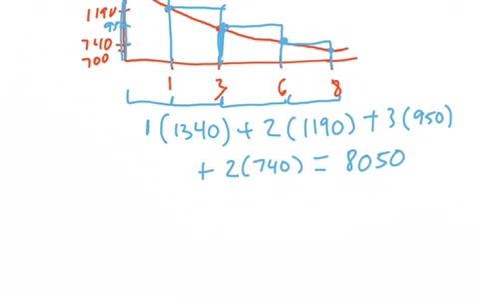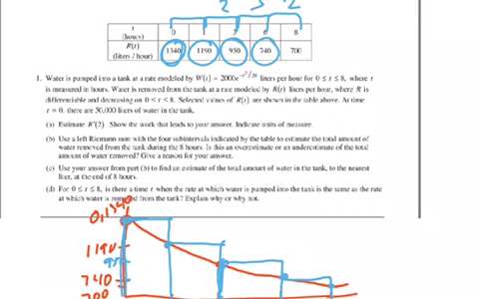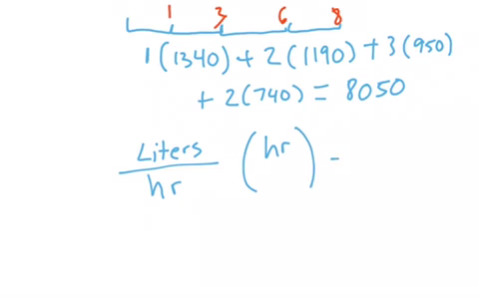8050 what? What are these units? Well, we're multiplying liters per hour by hours. The hours cancel, and we're left with liters. So this is equal to 8050 liters.